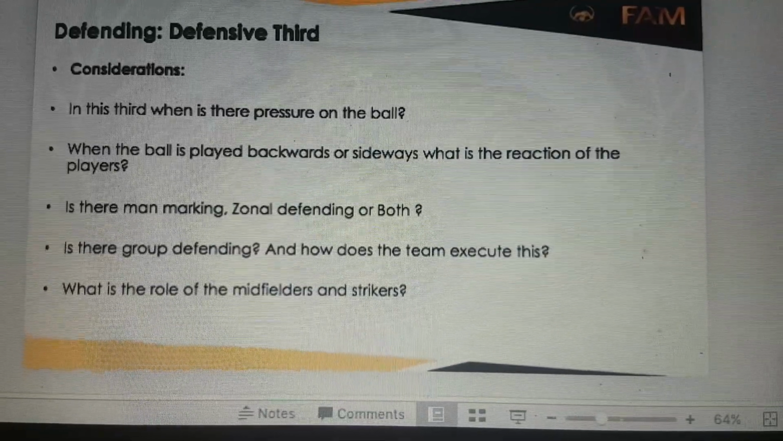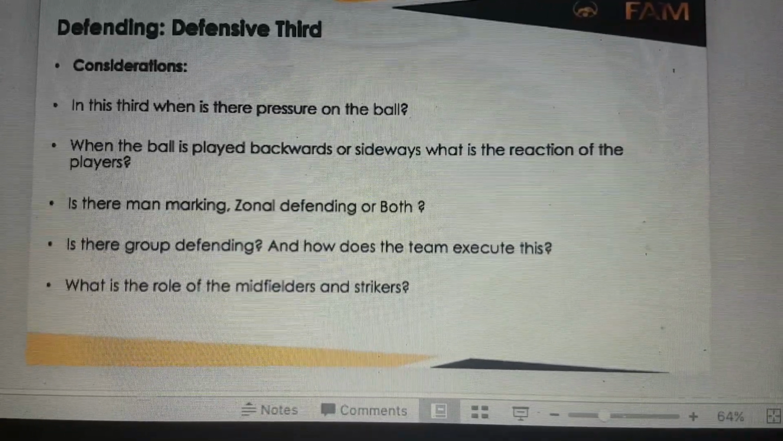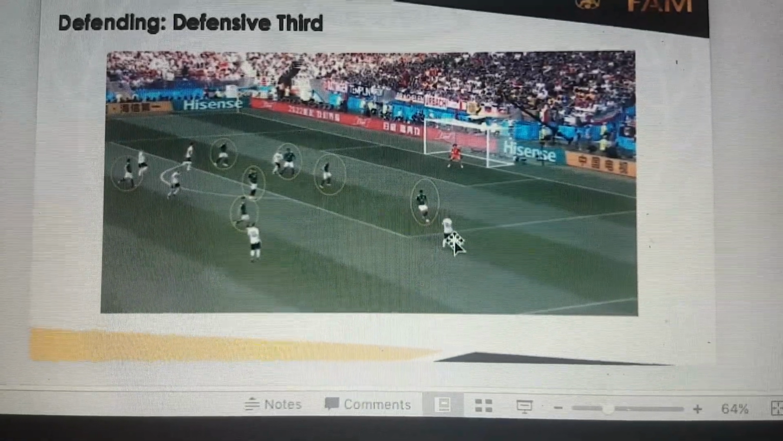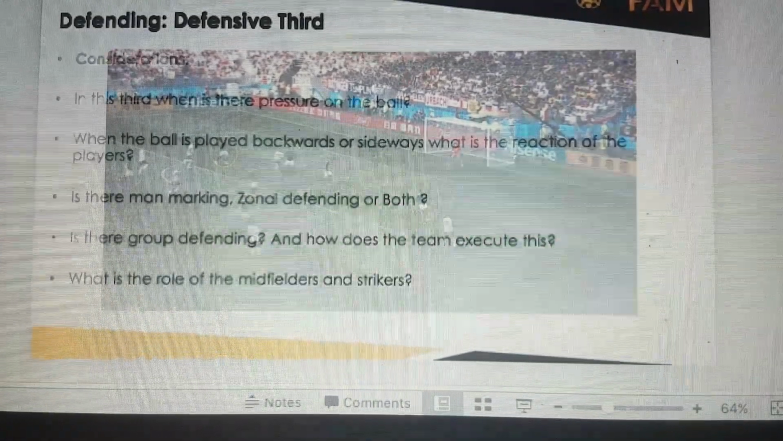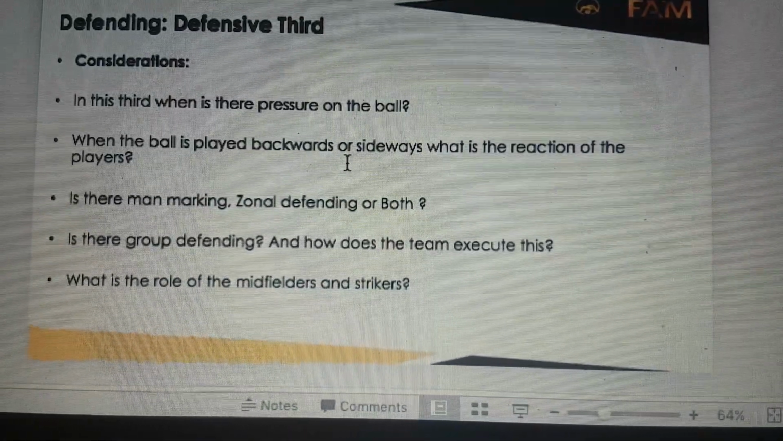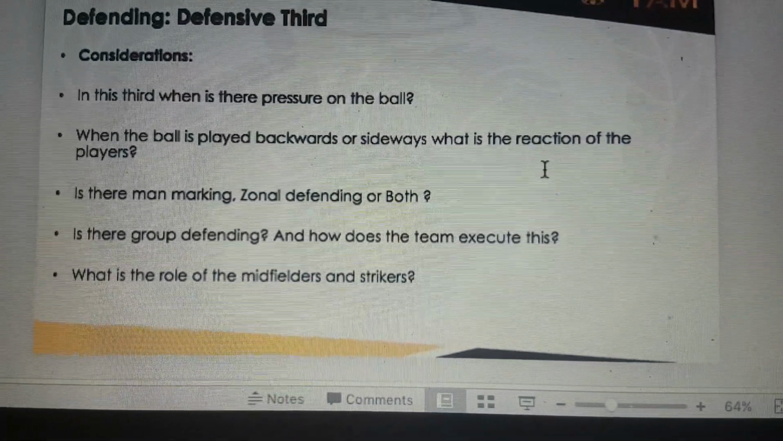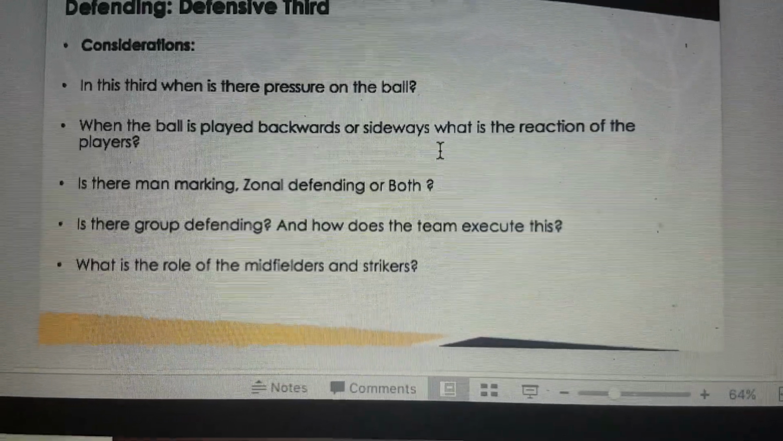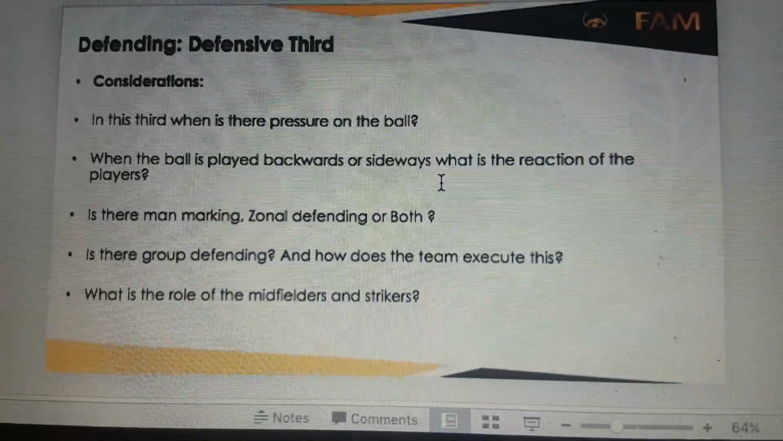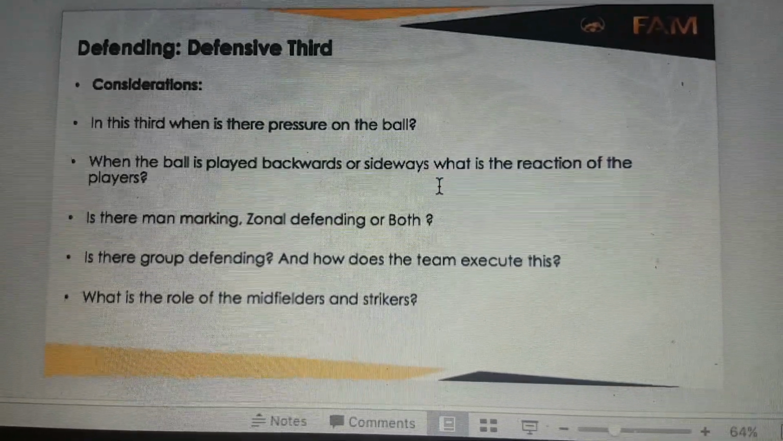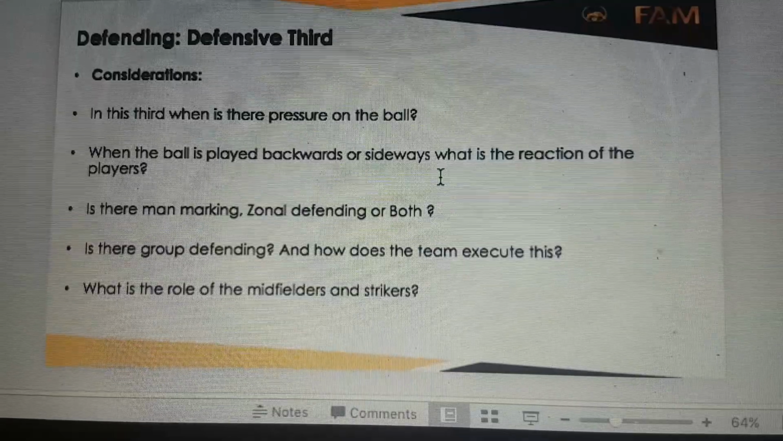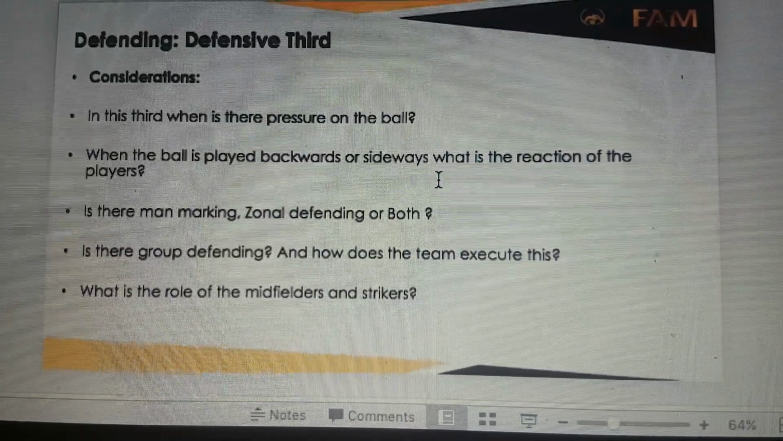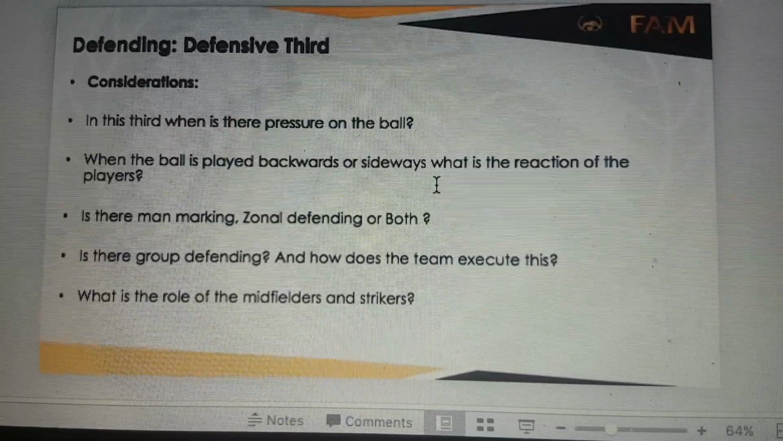So in the defensive third, when there's pressure on the ball, come back here. If it's played out wide, there's pressure on the ball. When the ball is played backwards or sideways, what is the reaction of the players? Do they move forward? Do they go back? Do they just stay where they are? What do they do? When a team shifts, we saw it from, I think it was Fidesz, where they shifted from one side to the other. What did the other team do? Did they move across or did they stay where they were?